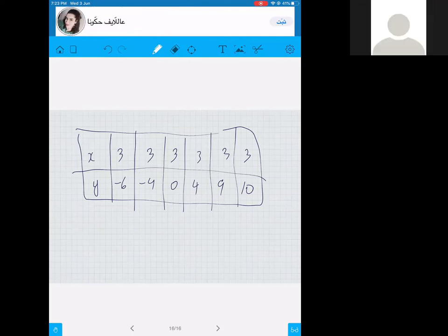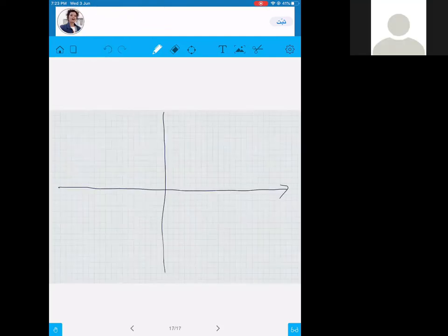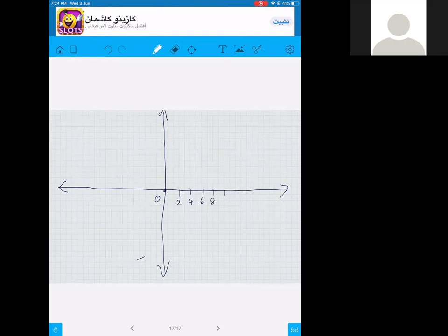Wait, sir. So x is going to be 3 for all. Then first of all we need to draw both the x and y axis. All x values are 3, whatever be the value of y. So first of all, you try to draw the x axis and y axis. So this is our x and y axis, correct? This is 0, 2, 4, 6.